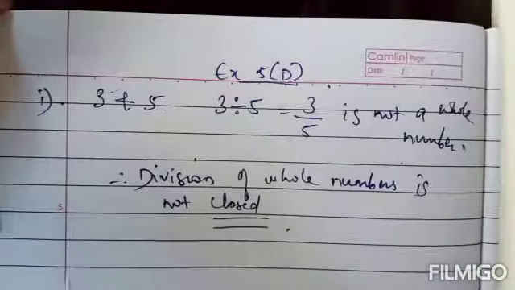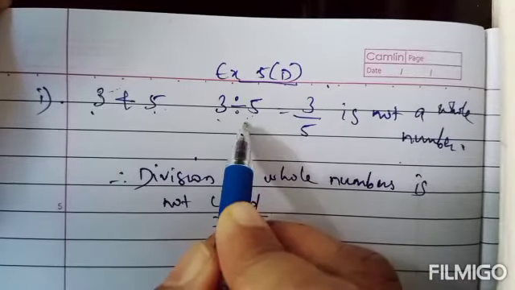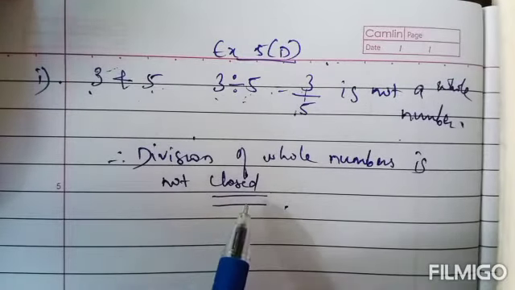So you can take any two numbers. Let us take 3 and 5. So 3 divided by 5, that is 3 by 5. This is not a whole number. Therefore, we can say division of whole numbers is not closed.